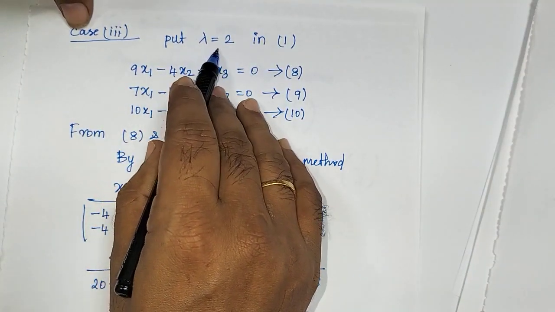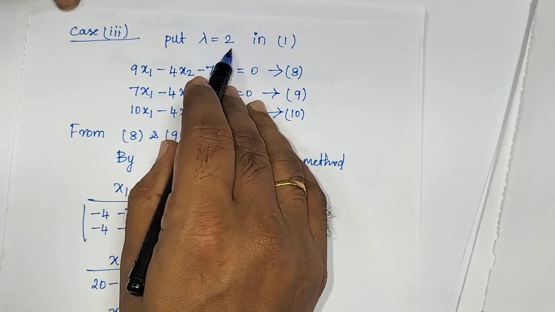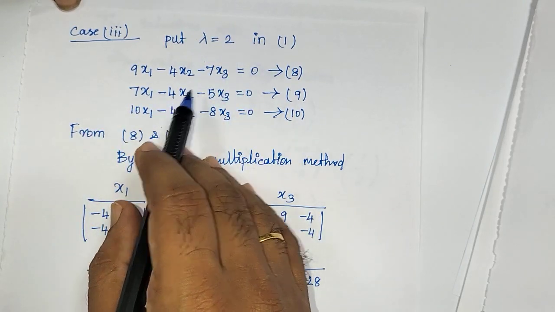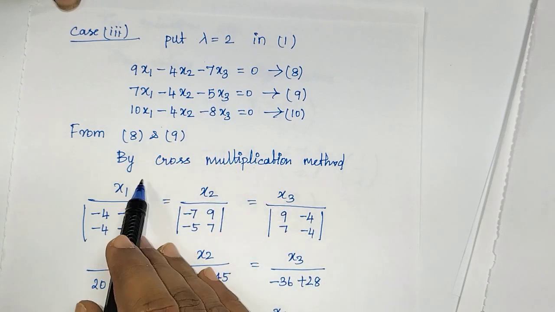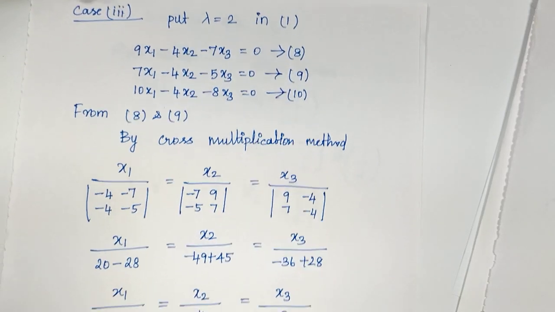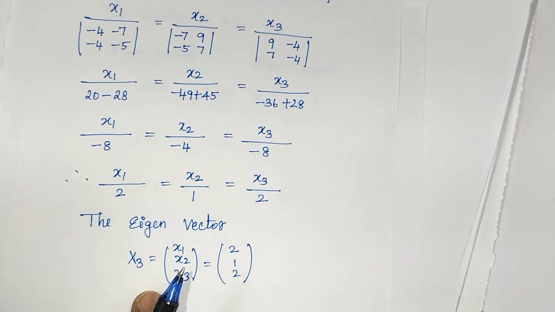In equation 1, again I am substituting the last eigenvalue, that is 2. I will get 3 different equations. From that I will take any 2 and, applying the cross rule multiplication method, I will get the answer for eigenvector 3.